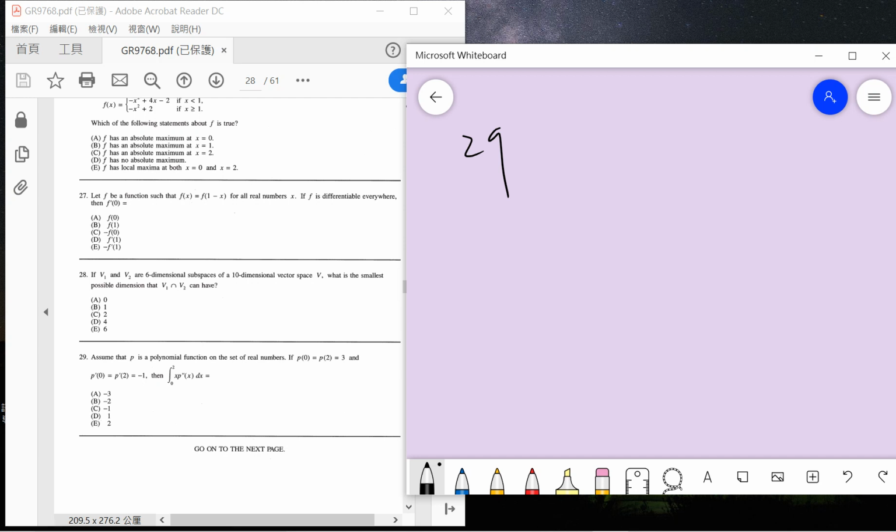It gives you P of 0 and P of 2, and gives you P prime of 0 and P prime of 2, and asks you about the integral of x times P double prime of x. Okay, so we want to do this.